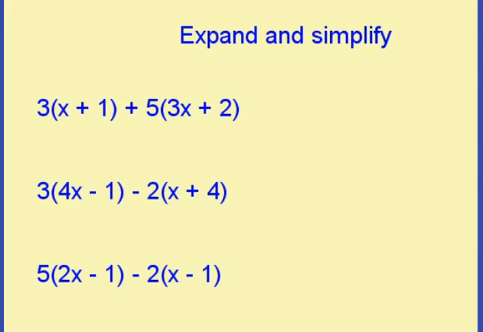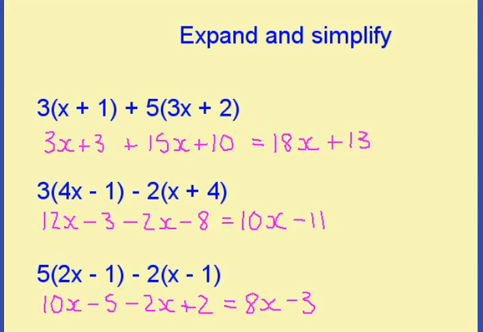Now press pause and try these. When you're ready for the answers, press play. So, 3 times x is 3x, 3 times plus 1 is plus 3. Plus 5 times 3x is plus 15x, and plus 5 times plus 2 is plus 10. Putting it together, 3x plus 15x is 18x, and plus 3 plus 10 is plus 13.